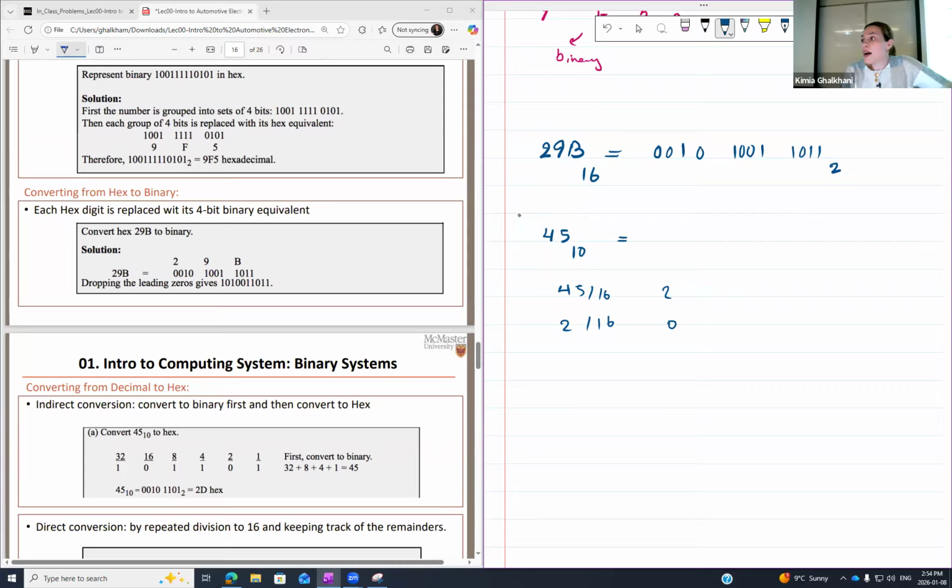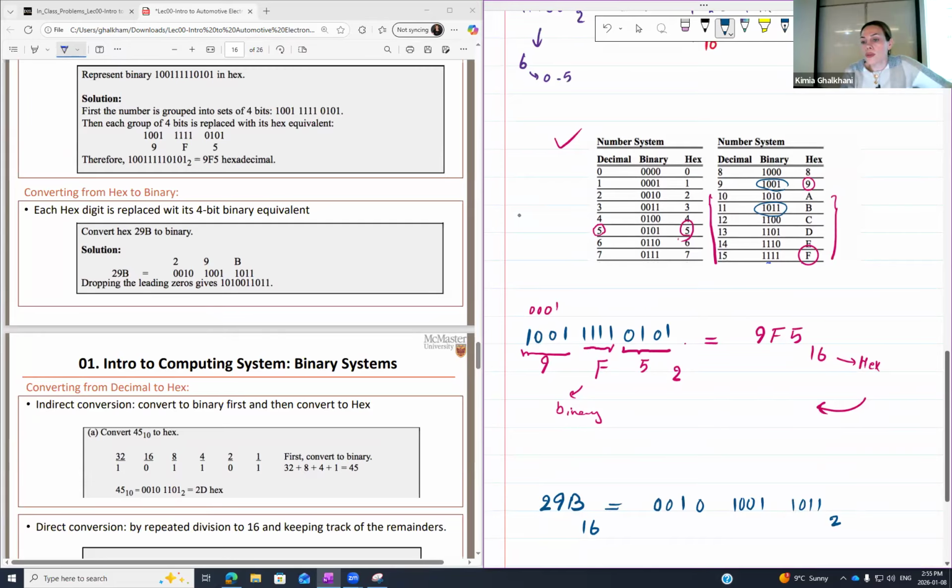And anytime I have 0, which is less than 16, I stop. This is going to be the most significant digit. And for this one, 45 divided by 16, the remainder is going to be 13 here. The remainder here is going to be 2. If the remainder is 13, 13 is equal to what? I'll go back to the table.